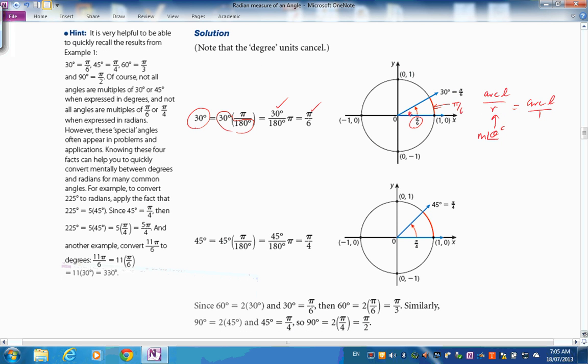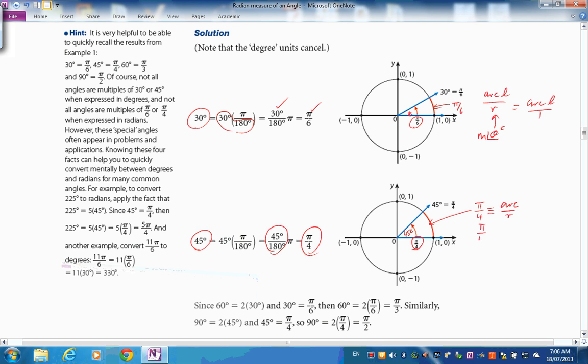Let's go down to 45 degrees. What do we do? Divide by 180, find the proportion of pi, which is pi on 4. So this 45 degrees in there can be thought of as pi on 4, and this arc length, therefore, the measure of the angle in radians is equivalent to arc over radius.